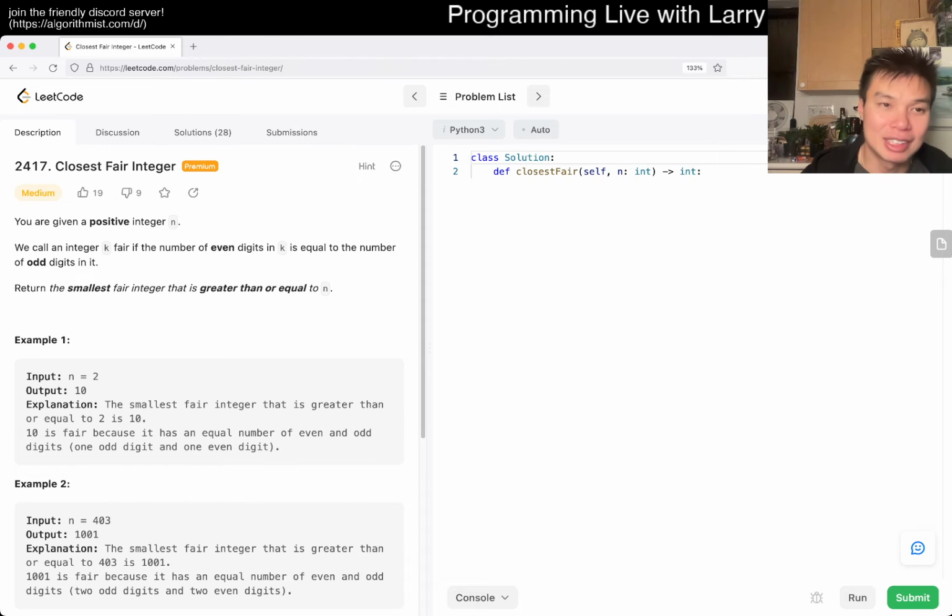Closest fair integer. You're given a positive integer n. We call an integer k fair if the number of even digits in k is equal to the number of odd digits in it. Return the smallest fair integer that is greater than or equal to n.